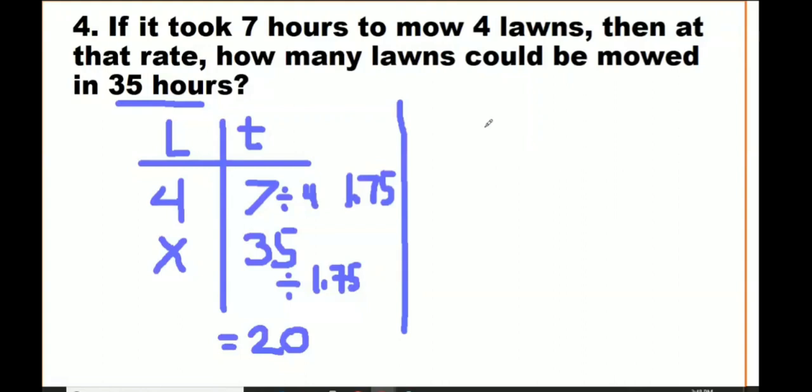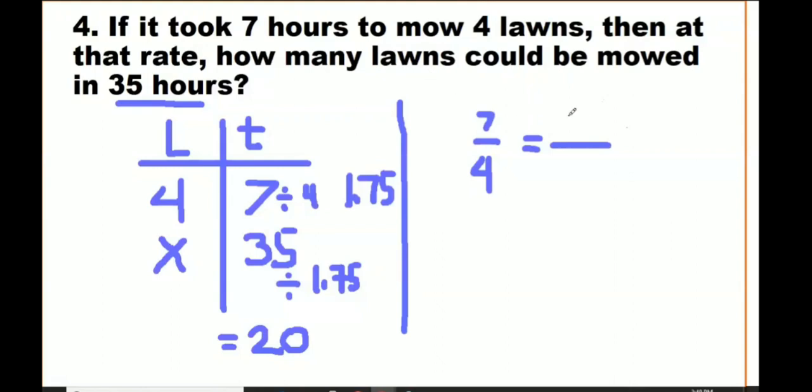So in the first statement, it took 7 hours to mow 4 lawns. We can create a ratio: 7 hours is to 4, that means 4 lawns. 7 is to 4, equal to another ratio we can create based on the next question. How many lawns could be mowed in 35 hours? So the number of lawns is unknown. If it is unknown, we will represent it as x.